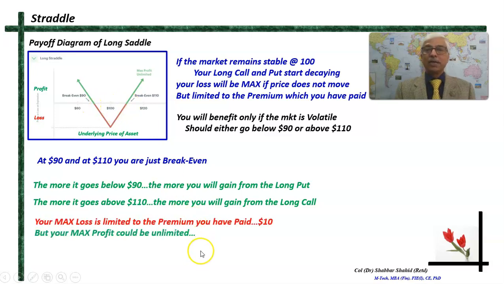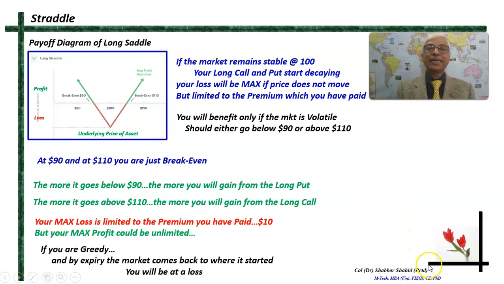Alright. Your maximum loss is limited to the premium that you have paid. In the earlier case, when you had gone short, you had taken the premium. Here you have paid the premium, and that is your maximum loss. But if it happens to be a profit, that profit could be anything. It could be unlimited, depending upon how low the price can go or how high the price can go. You will benefit from that.